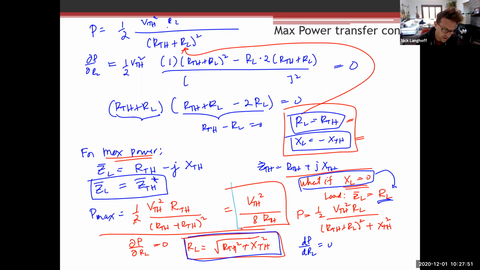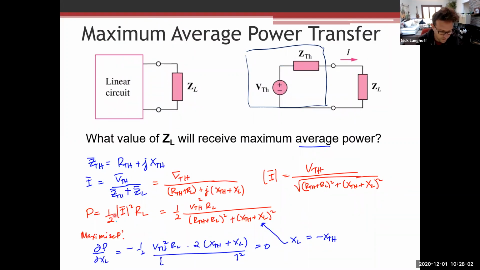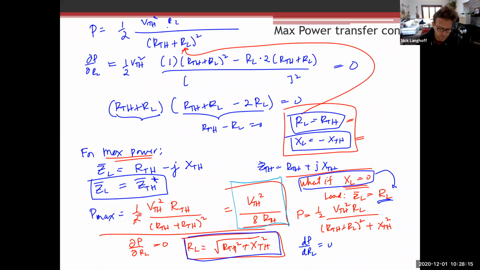Without going through the whole derivation, essentially you just plug into this equation up here: P is equal to 1/2 I squared RL. You plug in Z Thevenin conjugate for ZL, and then you end up getting V Thevenin squared over 8 times R Thevenin. That's the total maximum power there.